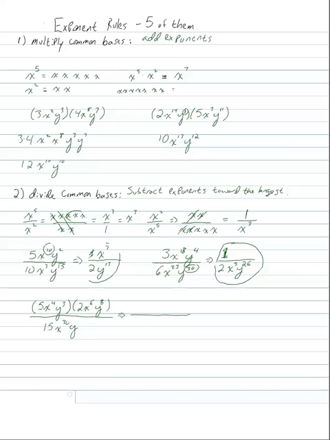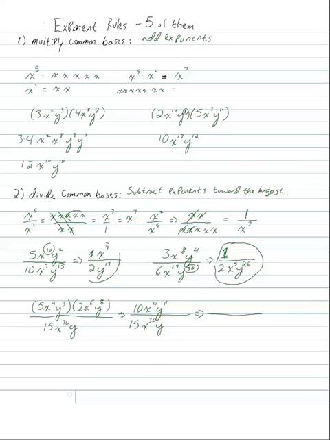So let's see, first my numbers, 5 times 2 is 10. X to the 4 times x to the 6, if I add it, I get x to the 10. Y to the 3, y to the 8, if I add it, I get y to the 11. Denominator, wasn't in parentheses, so I'm just going to rewrite it. 15, x to the 30, y. So now I'm going to go ahead and divide, which means when I'm dividing my common bases, I'm going to subtract my exponents toward the largest.